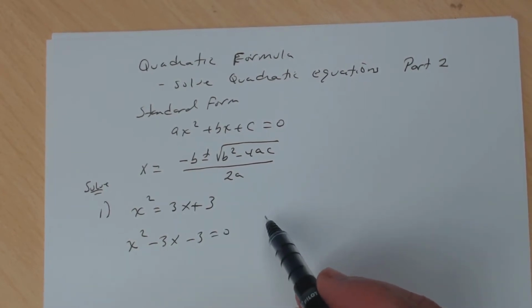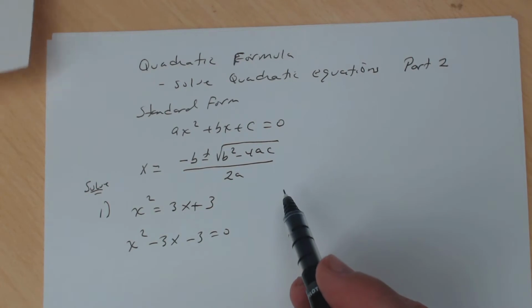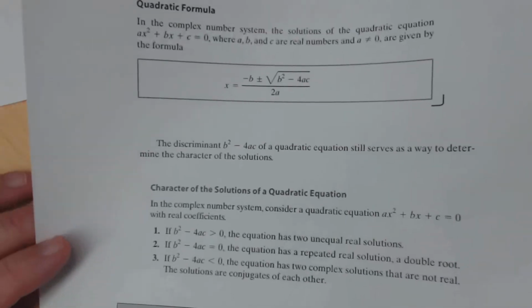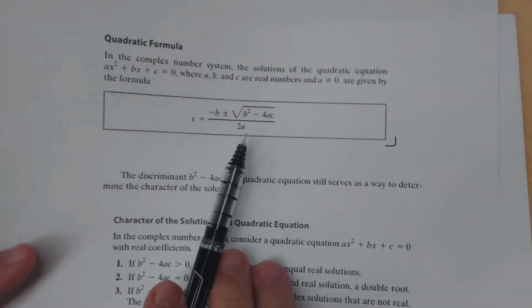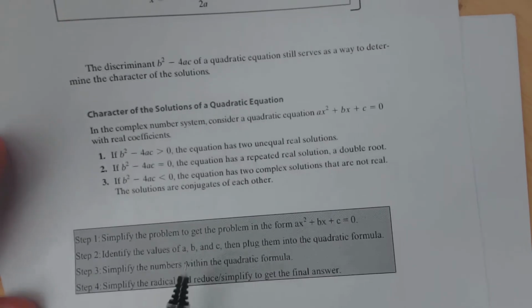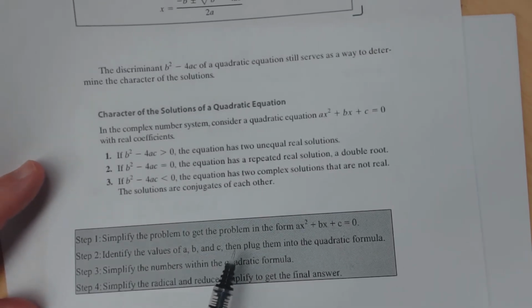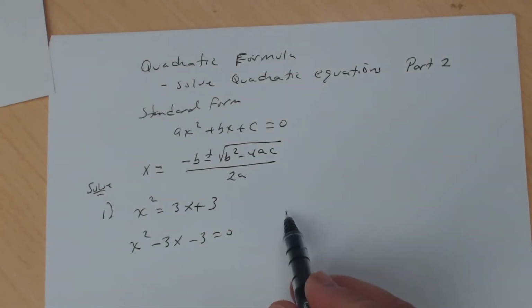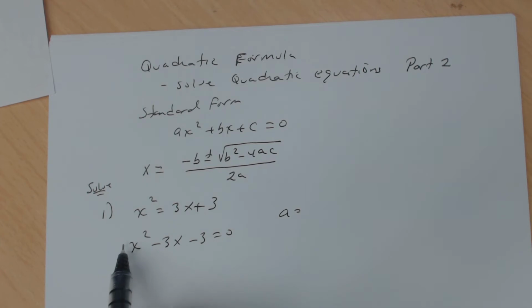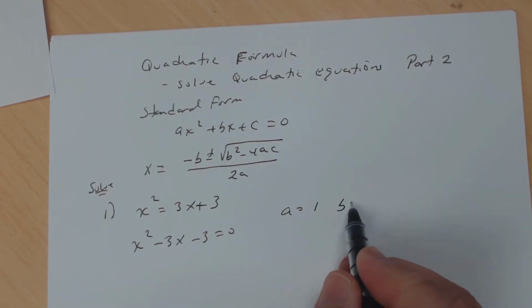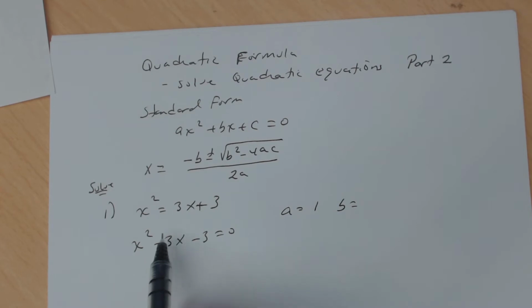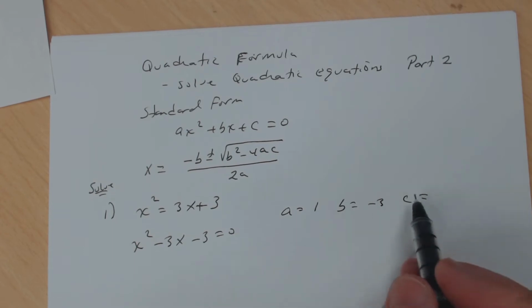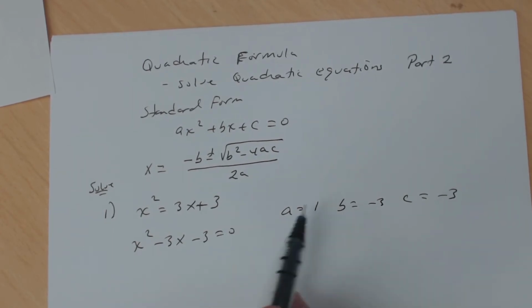Now the next thing you want to do is denote the values of a, b, and c. So remember the quadratic formula. You want to identify the values of a, b, and c and then plug them back into this formula. In this case, a is the coefficient of x squared, so that's 1. b is the coefficient of x, so that's negative 3. And c is your constant, and that's negative 3 as well. And so I'm going to take this and plug it back into the formula.